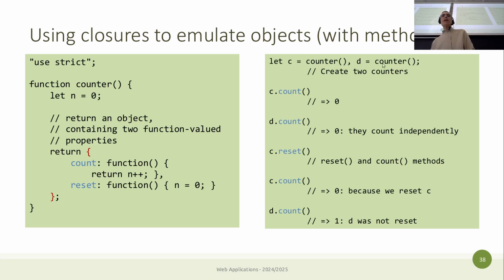So C counter, D counter creates 2 counters. It means it creates 2 variables n, which are still visible to the functions that were returned inside the object of counter. So one set of count and reset has access to one n, and the other to the second n. And so you can use it as if it was an object with multiple methods. So count gives you the value and then increments by 1. So D count is 0, they are independent. C reset, and so C count is again 0, and D we didn't reset, and so the next time we return 1, and so on. Very simple counter.